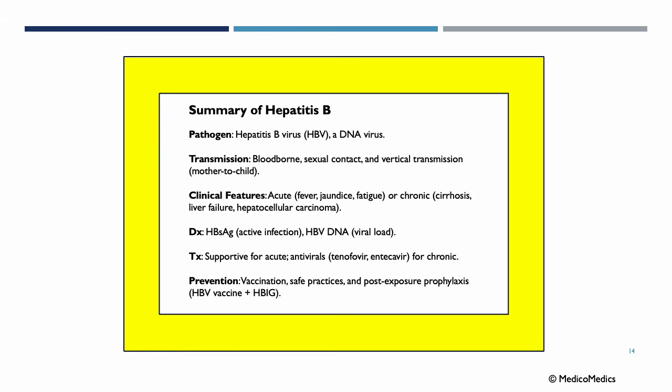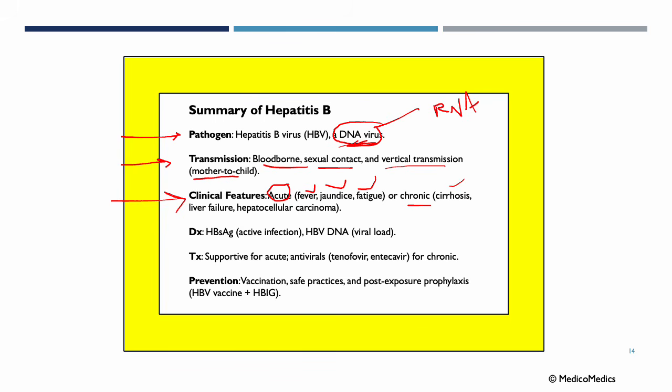So, in summary then, the pathogen involved for the development of hepatitis type B is the HBV virus, which is a DNA virus. This is good to know because it will help you differentiate from the ones that are, for example, RNA viruses. The transmission, it's bloodborne or through sexual contact and vertical transmission. So, for example, from mother to child. Clinical features, if it's acute, fever, jaundice, fatigue. If it's chronic, cirrhosis, liver failure, or hepatocellular carcinoma.